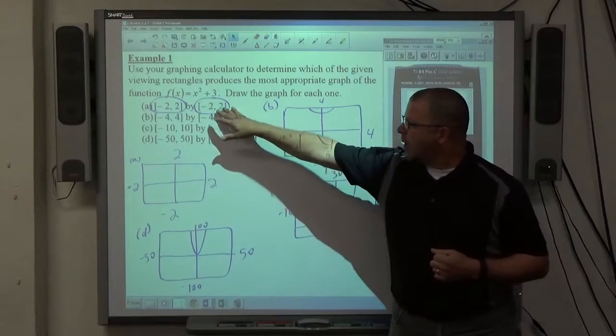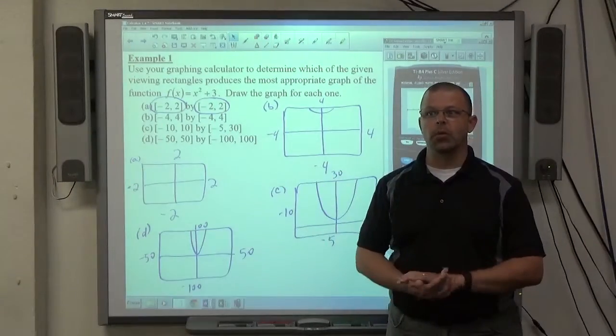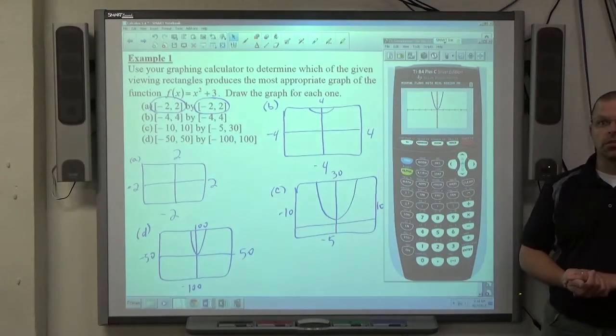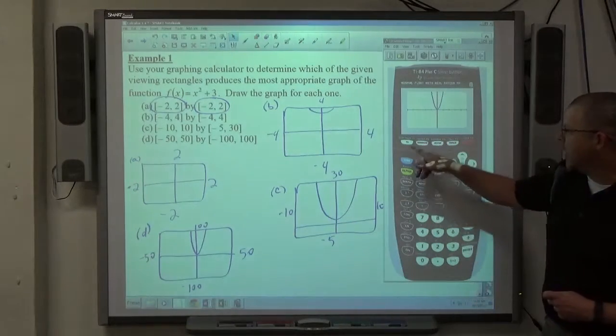Now, a few of your homework problems are going to be like this, where they give you choices, and others will just be figure out a good viewing rectangle. There could be, I've got 8 people, I can get 8 different good answers. Okay, this is really good. The C, I can make it better.